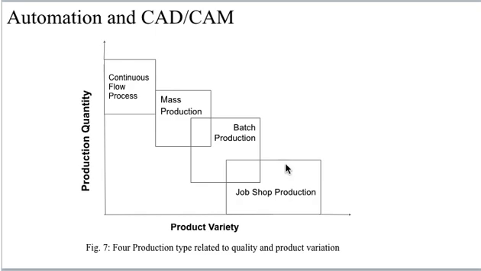So this is automation and CAD CAM. A graph shows production quantity versus product variety. By this we saw the product quantity. This is a bulk product, because of that the quantity will be more and the variety will be very less, and so on.